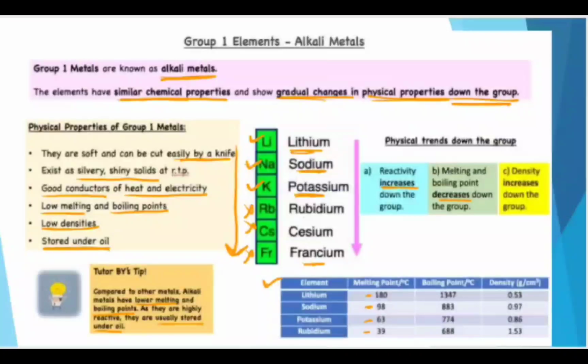Boiling point, lithium has the highest boiling point. So look at the trend, children. With this table as well, you can note down and give a general characteristic of group 1 on physical properties. Lithium has the highest melting point as compared to rubidium. Lithium has the highest boiling point as compared to rubidium again. Then the density of lithium is lesser as compared to rubidium.